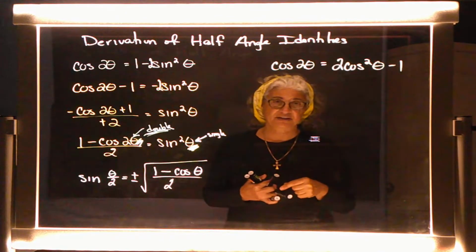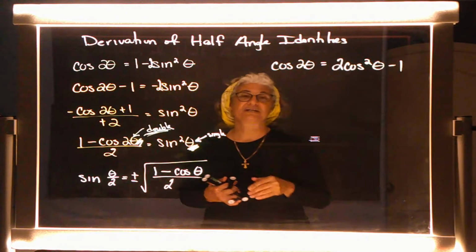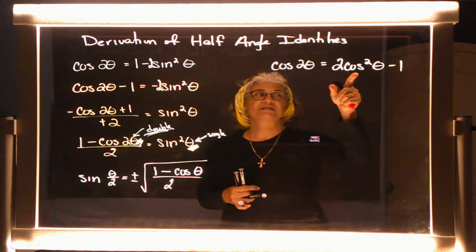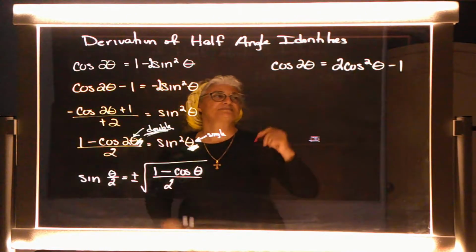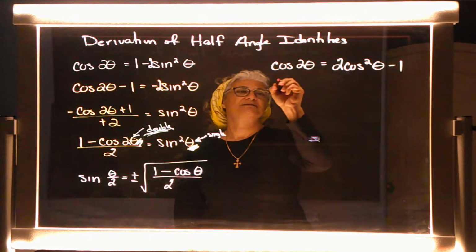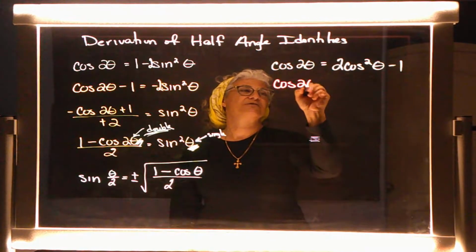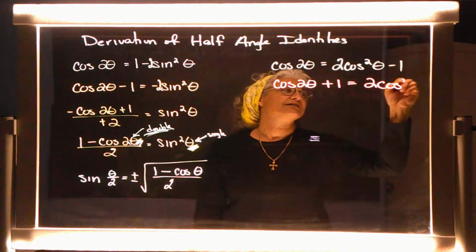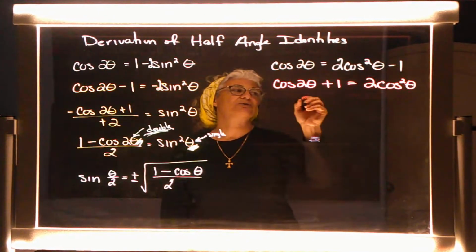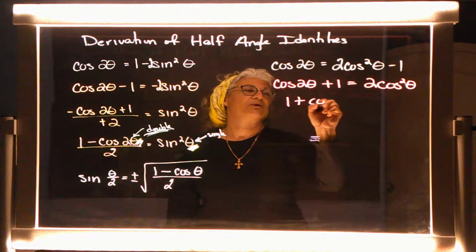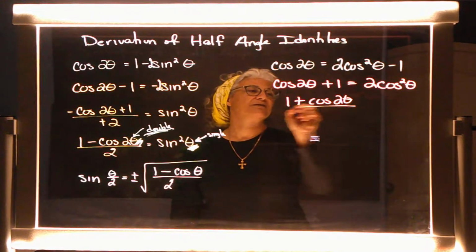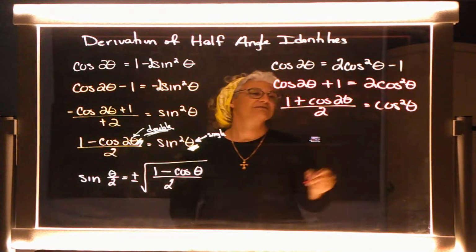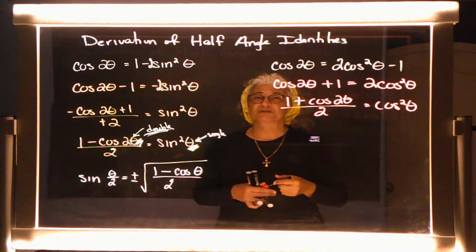Let's look over here at the cosine of 2 theta. I am going to solve this for cosine squared. So when I do that, the cosine of 2 theta plus 1, right? Divide both sides by that 2, and I'll have 1 plus cosine of 2 theta over 2 equals cosine squared theta. Boy, that looks familiar, doesn't it?